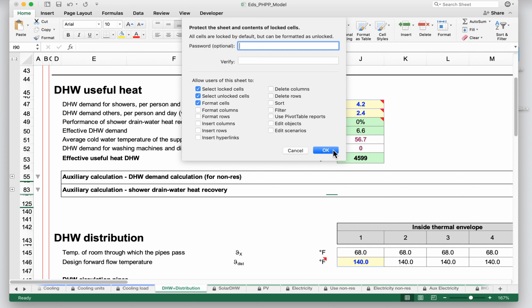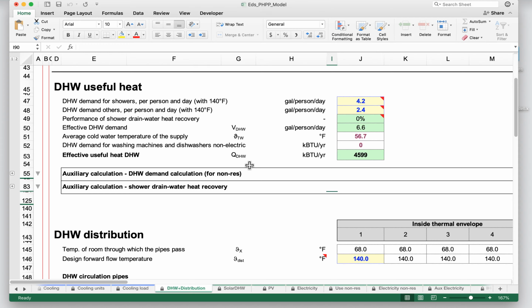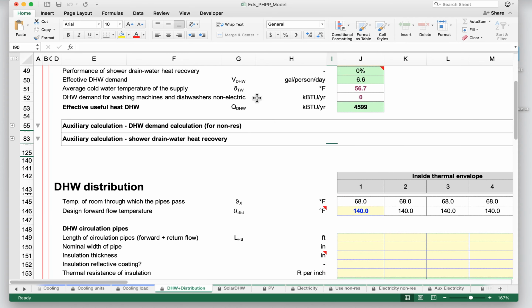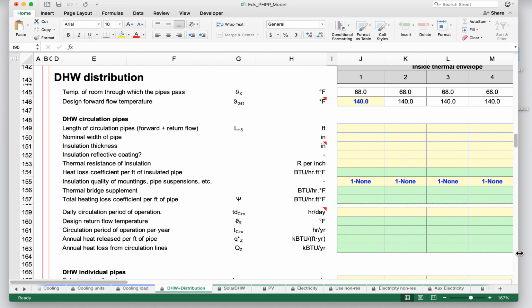So I'm going to re-protect it, say OK, and notice this little lock comes back. So I've re-protected the worksheet here. And of course, that's good practice when working in the PHPP. All right, so for the most part, we can just leave this as is here. So let's come down to the next section then. So we don't have to worry too much about those guys there. Instead, let's continue on and focus on the next section.